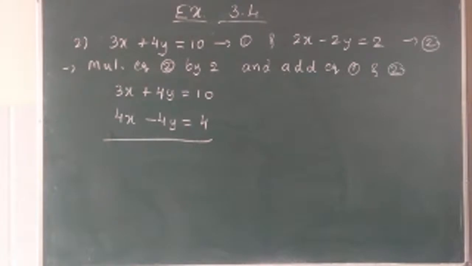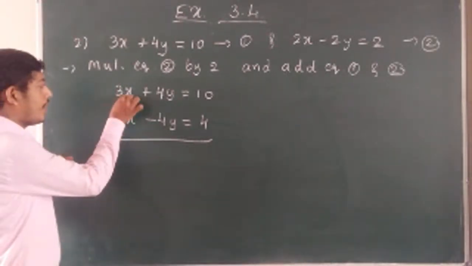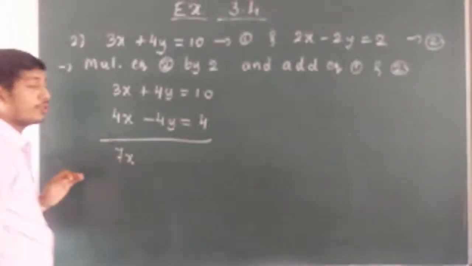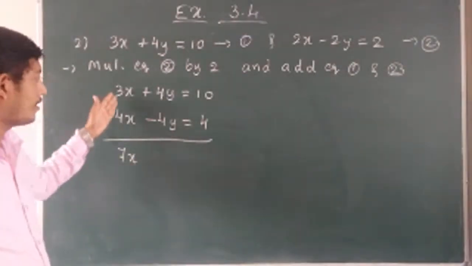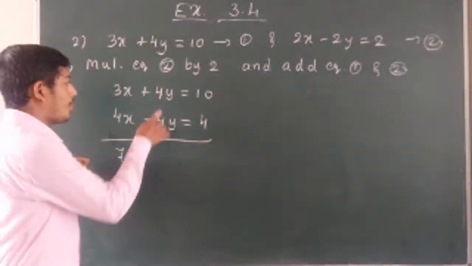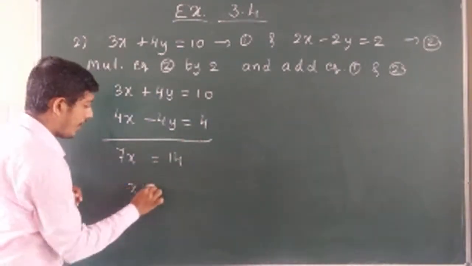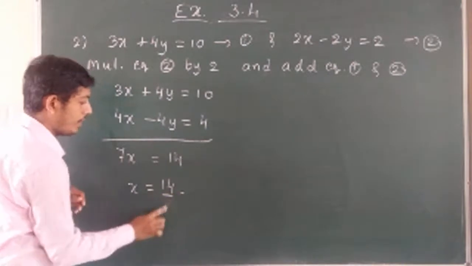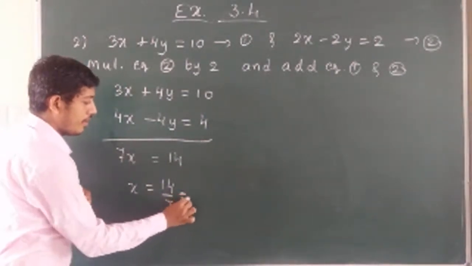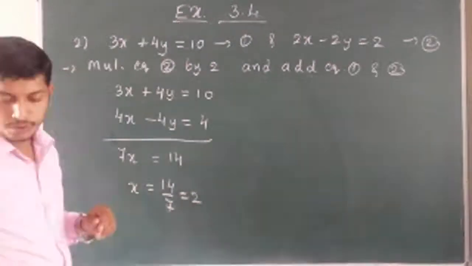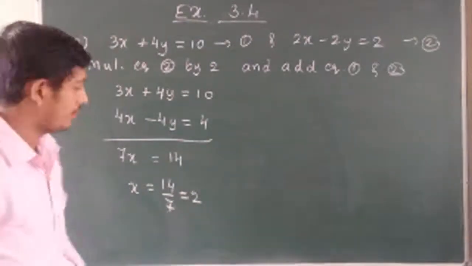So in this case, we are getting the value of x or the value of y. First comment the answer. So after adding it becomes 3x plus 4x is 7x. Both are like terms and having the same sign, so we add 3 plus 4, it is 7x, and 4y minus 4y it is 0, that is equal to 10 plus 4, it is 14. The value of x becomes 14 divided by 7, 7 twos are 14. So that is the value of x here. Value of x is 2.